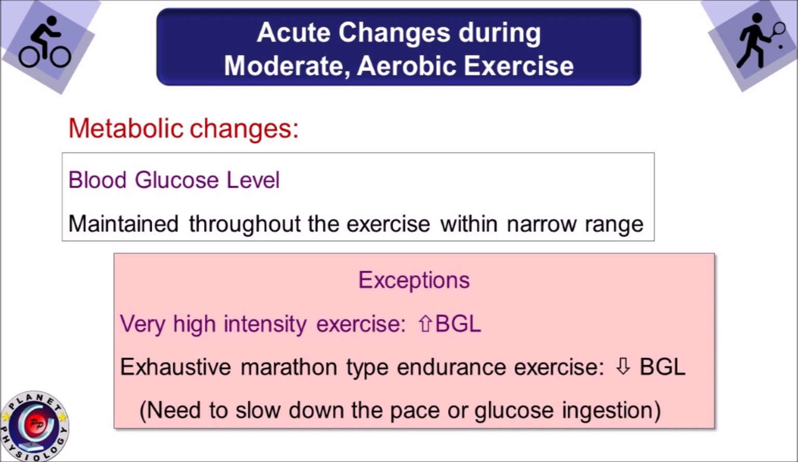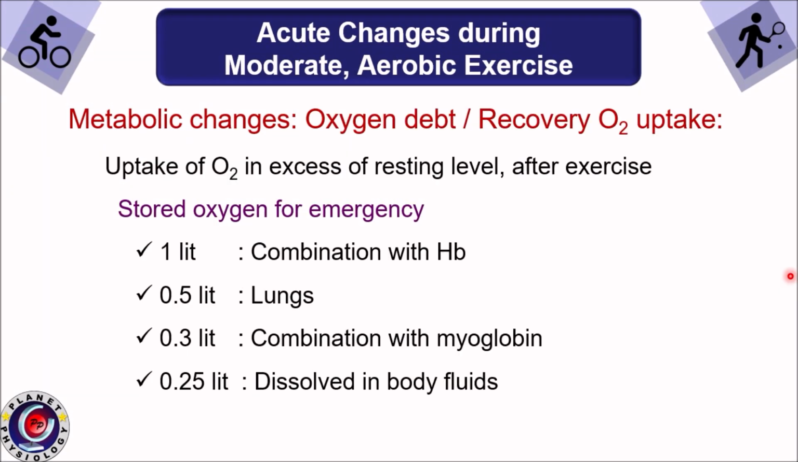This is mainly because liver cannot cope up the rate of gluconeogenesis as per the demand, and as a result, the athlete has to slow down the pace or there is need for glucose ingestion. Here lies the importance of taking energy drinks during endurance training. So, even though normally glucose level will be maintained, oxygen levels are maintained, carbon dioxide levels are maintained, still after the exercise is over, there is excess of oxygen uptake. This is called as oxygen debt or recovery oxygen uptake.